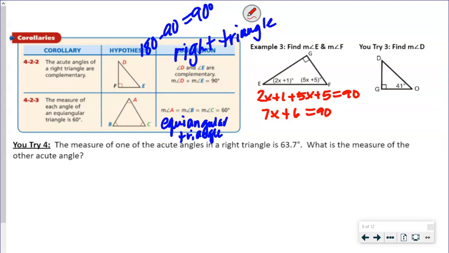And that's equal to 90. So then we're going to subtract 6 from both sides. So that means 7x is equal to 84. And how many times does 7 go into 84? x equals 12, right? Okay.